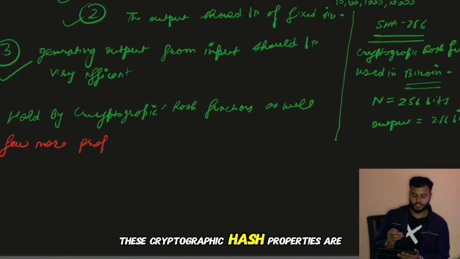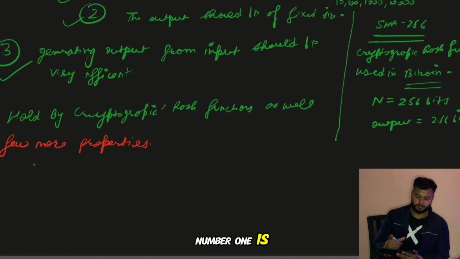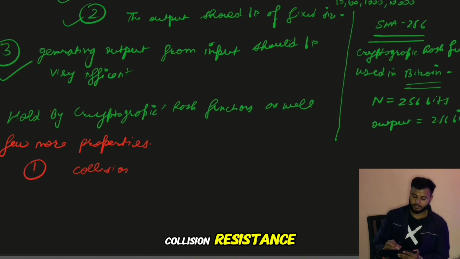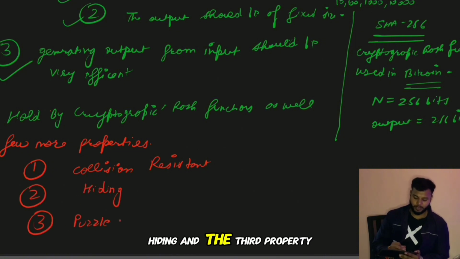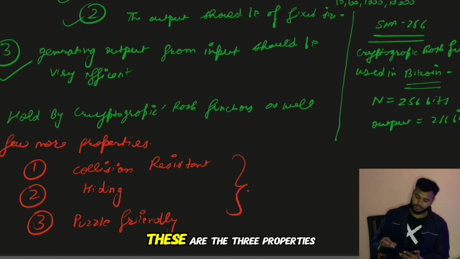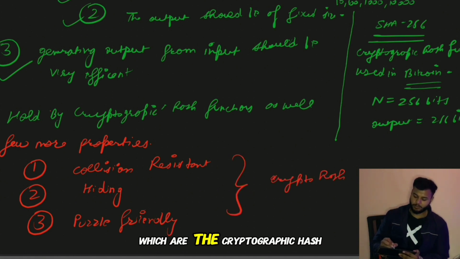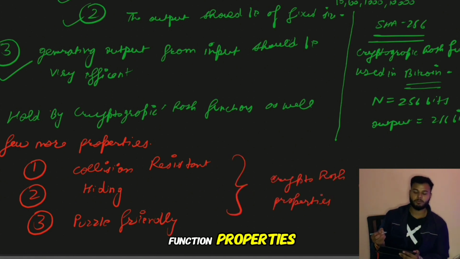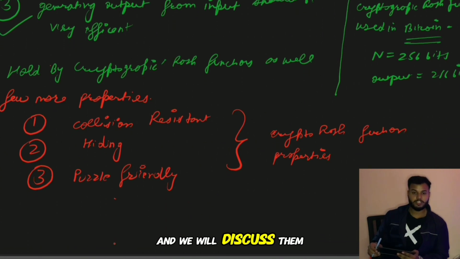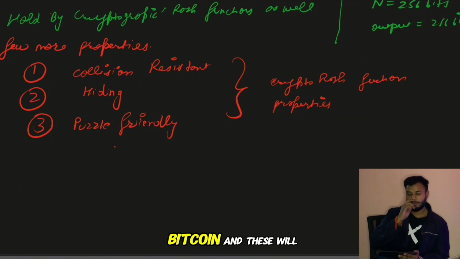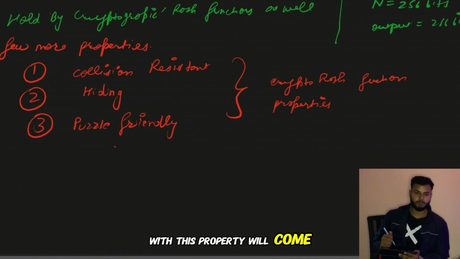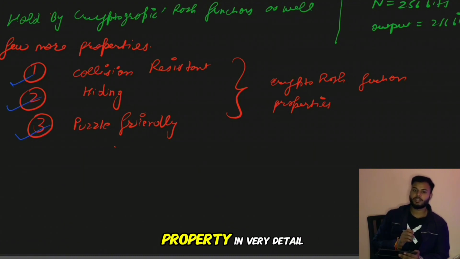These cryptographic hash properties are: number one is collision resistance, another property is hiding, and the third property is puzzle friendly. These are the three cryptographic hash function properties, and we will discuss them in great detail because this is the basis of Bitcoin. When we discuss Bitcoin, these properties will come into the picture, so we have to understand them in detail.